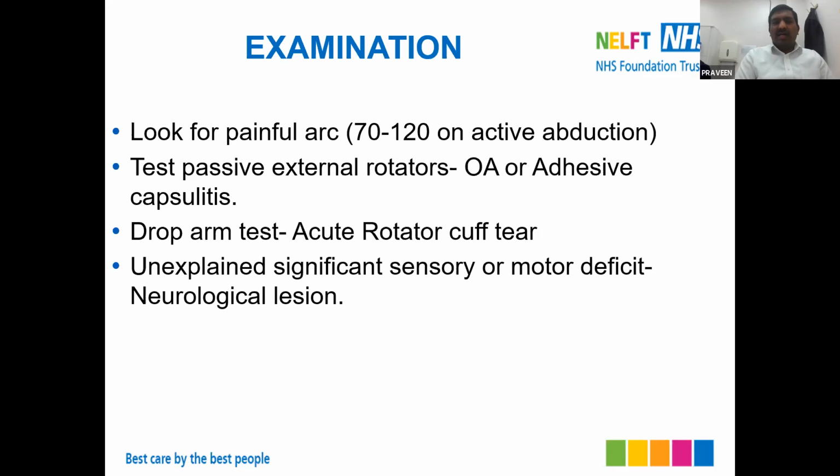Always look for a painful arc. Painful arc, pain from 60 to 70 degrees all the way to 120 degrees on active abduction, could indicate possible impingement. Test passive external rotators. If a patient has loss of external rotation passively, this could indicate OA, osteoarthritis of the glenohumeral joint, or adhesive capsulitis. A drop arm test is a quick test to indicate an acute rotator cuff tear. Unexplained significant sensory or motor deficit could indicate a neurological background to your patient's pain or symptoms.